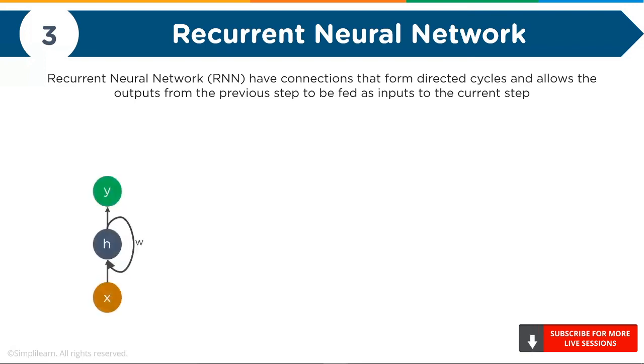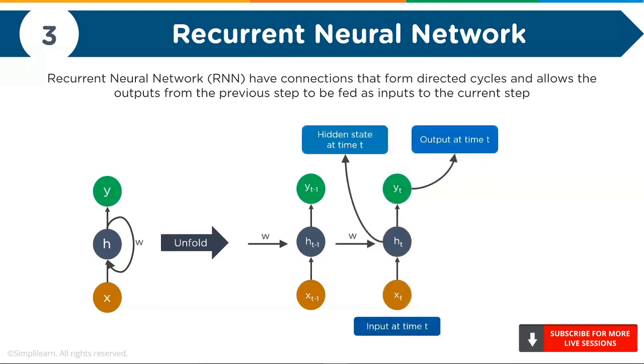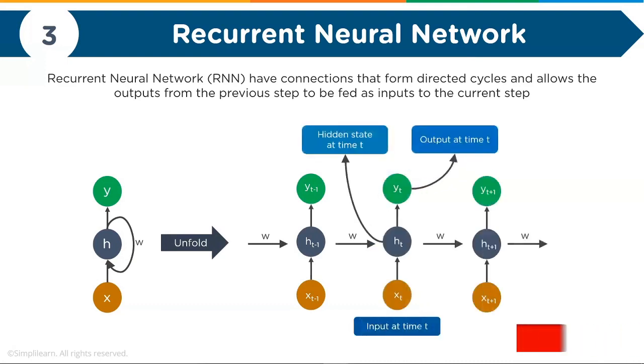Below, you can see there is an unfolded recurrent neural network. The output at time t-1 is fed as input at time t. Similarly, the output at time t is fed as input at time t+1. Recurrent neural networks have the possibility of processing input of any length. The model size does not increase with the size of the input and the computation takes into account historical information. RNNs are commonly used for image captioning, time series analysis, natural language processing, and machine translation.